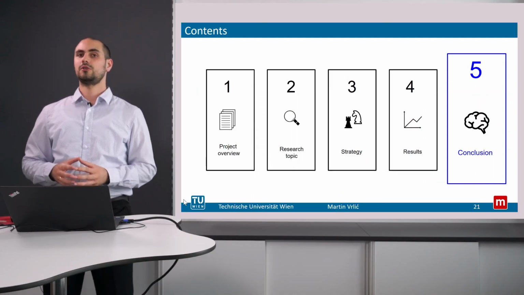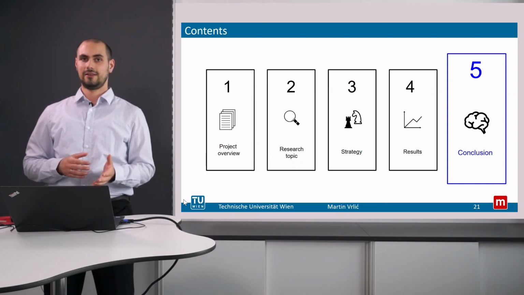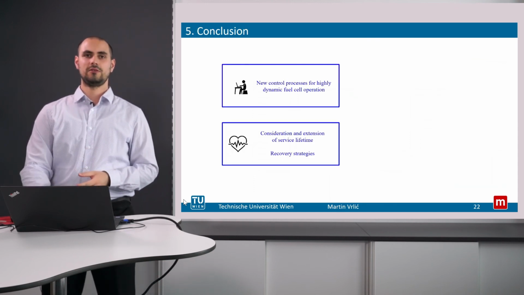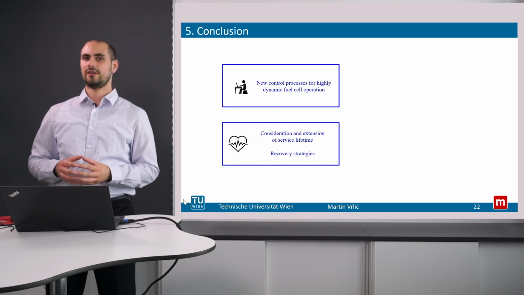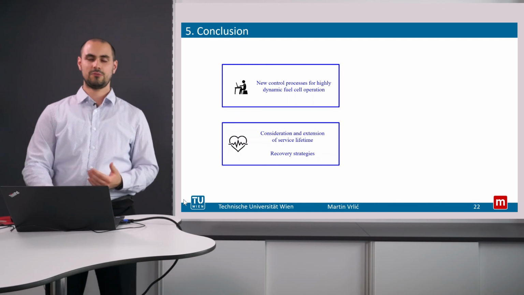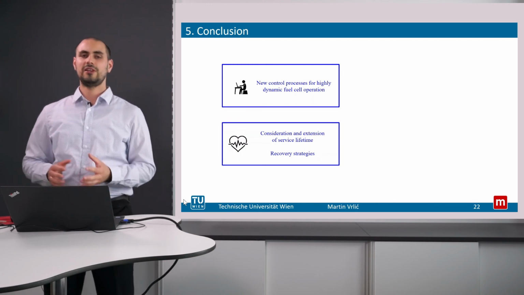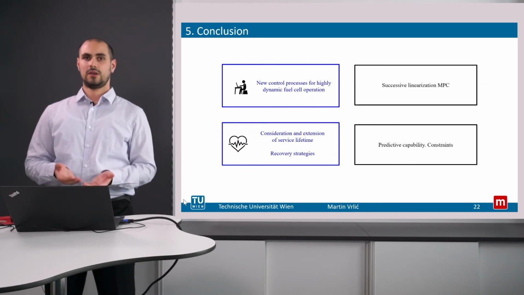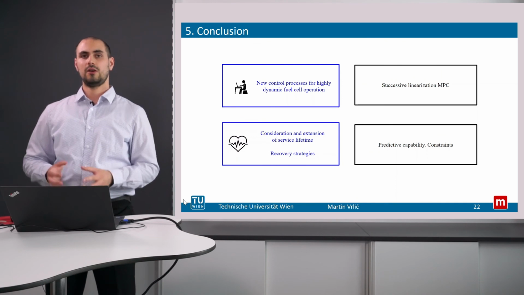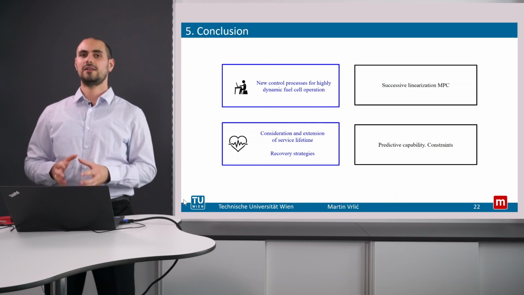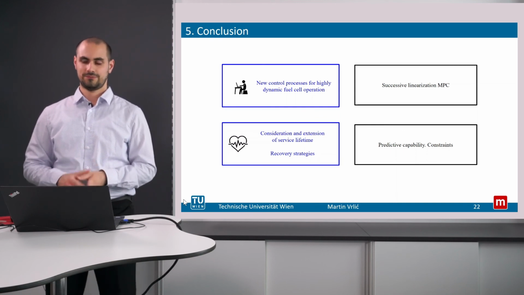The goals that we wanted to fulfill are listed here. Again, the new control process for highly dynamic fuel cell operation is actually our successively linearized MPC. And the consideration and extension of service lifetime with recovery strategies is our predictive capability of the MPC plus all the constraints that we have imposed. With this, the goals have been fulfilled. We managed to deliver the power demand while exercising efficiency and safety.